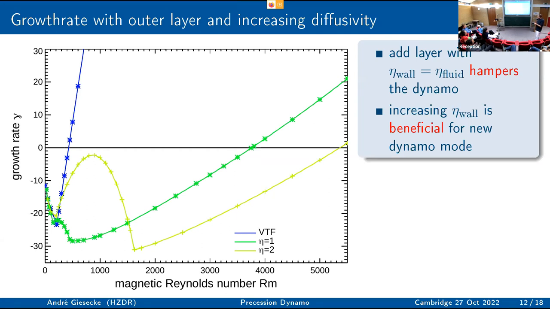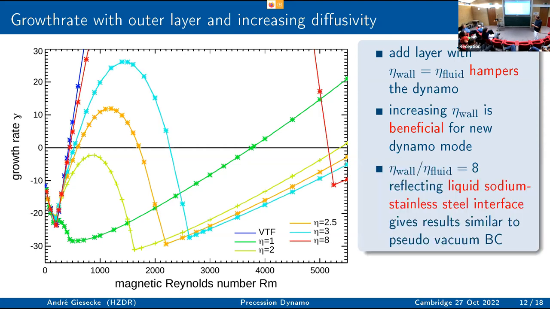But when I decrease the conductivity of the outer layer, I see that there is a different magnetic eigenmode coming up here, with a parabolic-like shape. And when I further decrease the conductivity, this eigenmode becomes growing, and I get a critical magnetic Reynolds number much smaller. And finally, if I'm close to the value which is characteristic for stainless steel, I'm very close to the initial result with a pseudo vacuum. So to make this long story very short, using realistic electrical boundary conditions, my kinematic simulations give me a result similar to the pseudo vacuum.